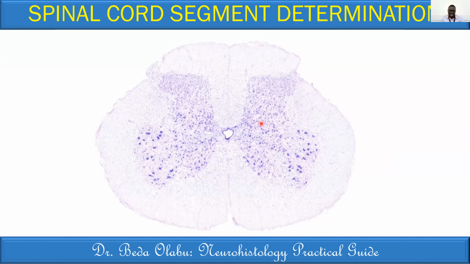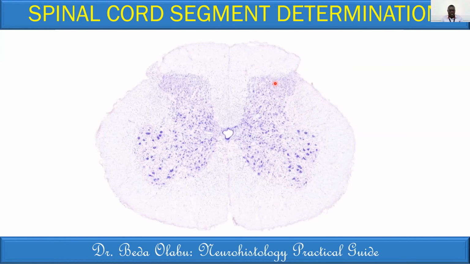Lamina 7 is usually around here, and when the lateral horn is present, it's also part of lateral horn. Lamina 8 and 9 are the ones which are largely in the anterior horn, and lamina 10 is the gray matter around the central canal, including the anterior and the posterior gray commissures. So those are the Rexed laminae of the spinal cord. They are named according to morphological differences and cellularity of the neurons within those regions.